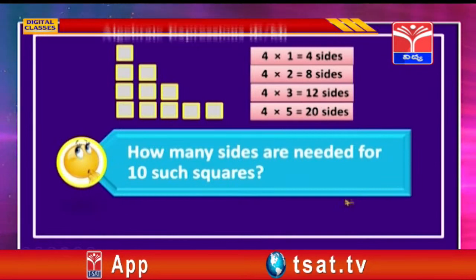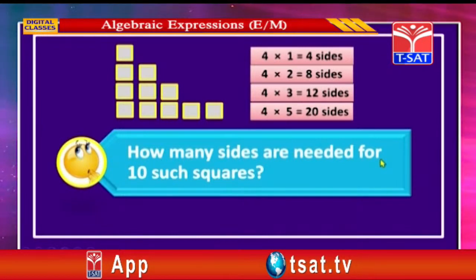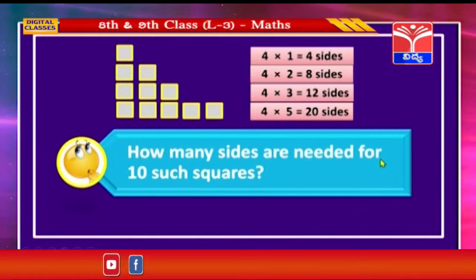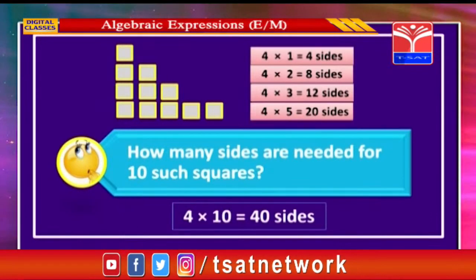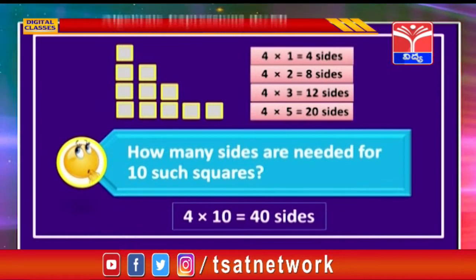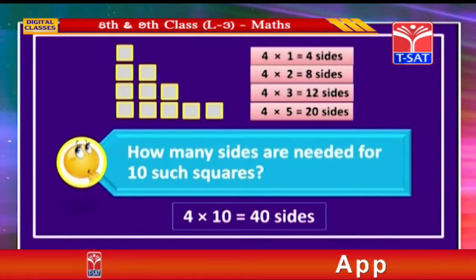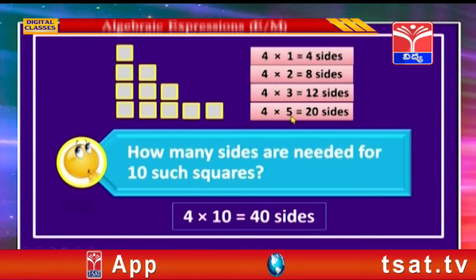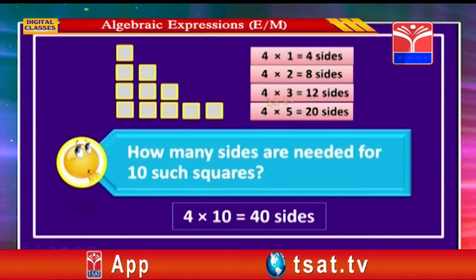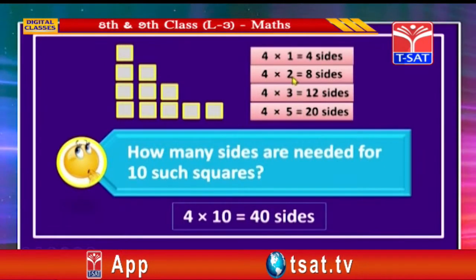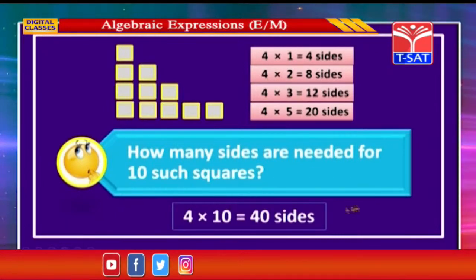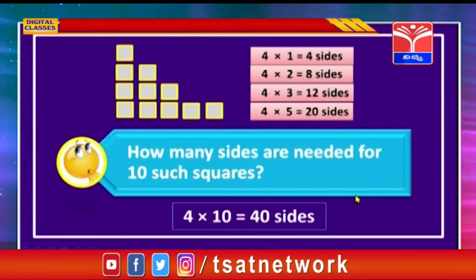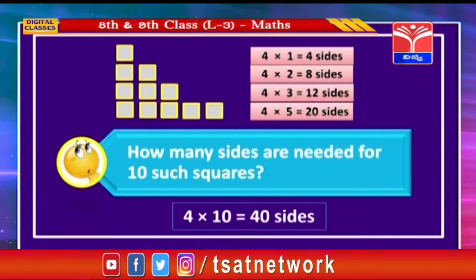If I am going to have 10 squares, then total how many sides are there? Now the number of sides for 10 squares will be 4 into 10, which is 40 sides, children. Isn't it? So when there are 5 squares, it is 4 into 5. When there are 3 squares, 4 into 3. 2 squares, 4 into 2. Like that, when we have 10 squares, it is 4 into 10. Total number of sides will be 40. I hope you understood, children, right?